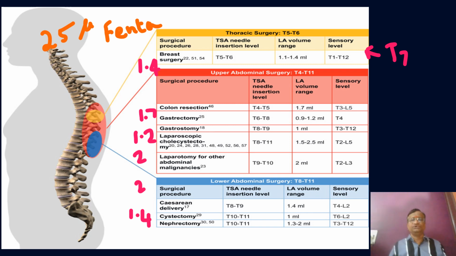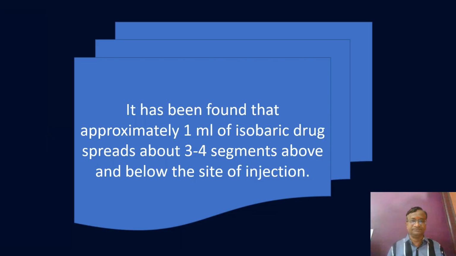Now this is the normal dose. For example, breast surgeries, T1 to T7 it may be, T12 is not needed, 1.4 ml. 1.7 ml for gastrectomies, 1.2 ml and 2 ml for laparotomies. Caesarean delivery, you may need 1.4 ml. All these things are given in textbooks. We usually add 25 microgram of fentanyl. It has been found that approximately 1 ml of isobaric drug spreads about 3 segments above and below the site of injection.